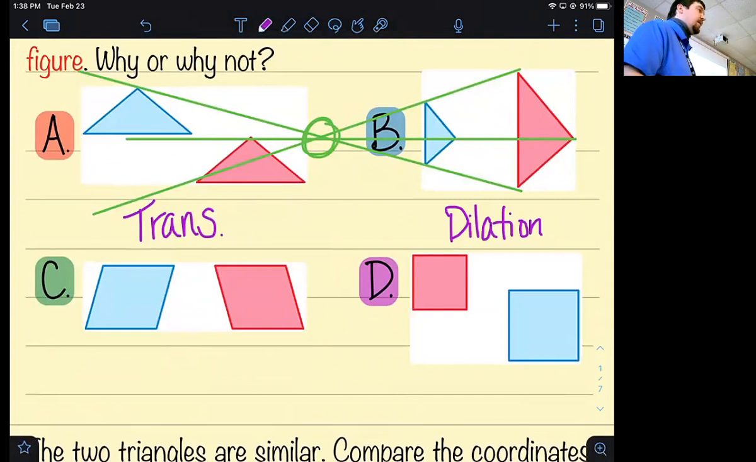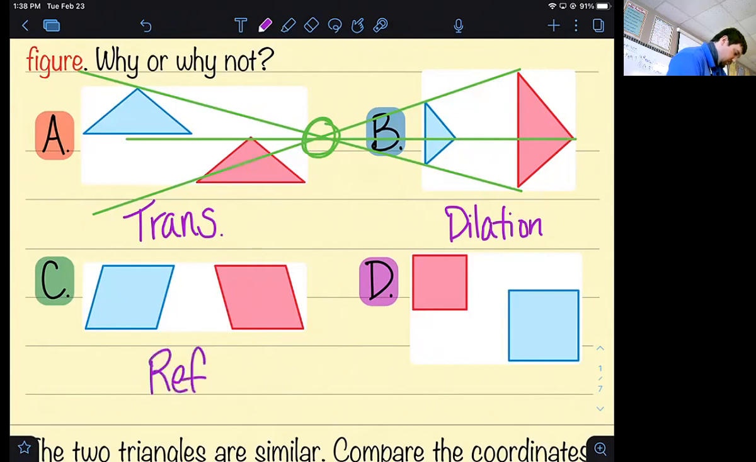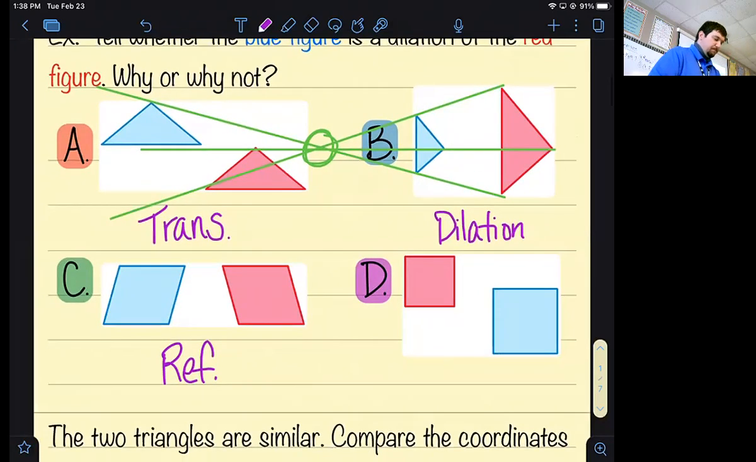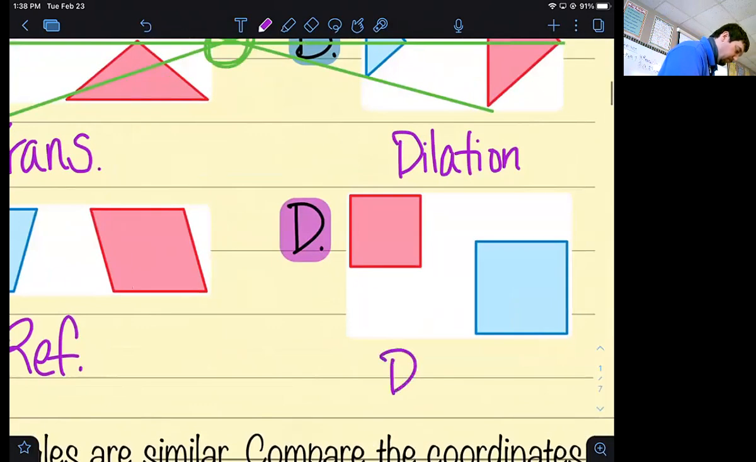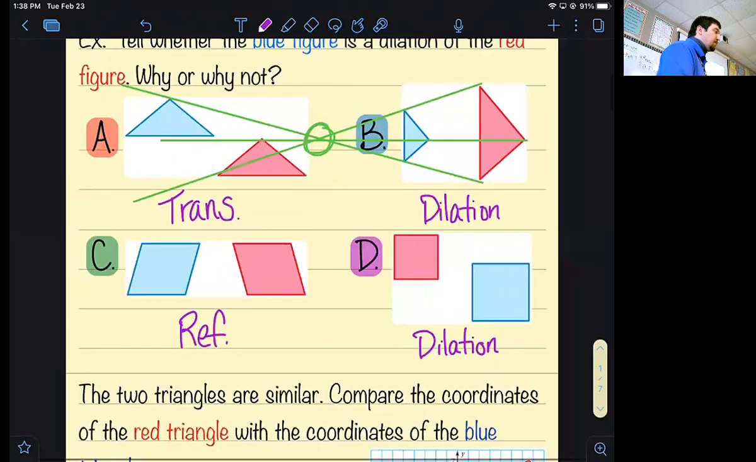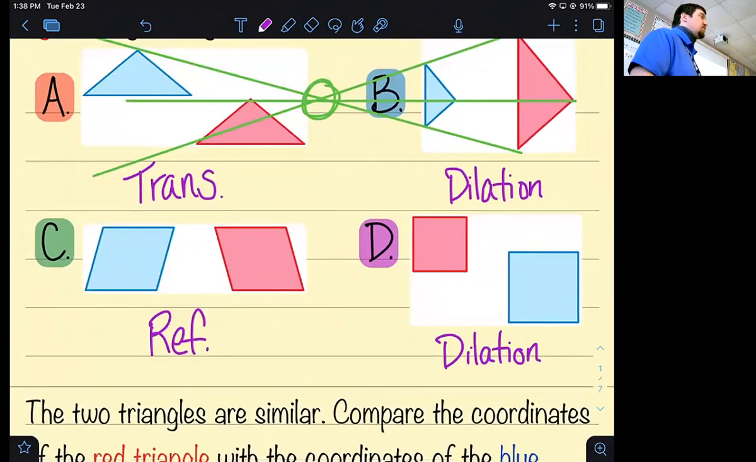Okay. What about example C, Devin? No. No, what was it? A reflection. Good. Yeah, reflection. And then what about example D, Ashton? Yes. That one has been dilated. Yep, that's right. Also, wouldn't it be to the red to the blue? Yes. It can go down. Red to blue. So this one, did it get bigger or smaller? Bigger. Because it goes from red to blue, it got bigger.